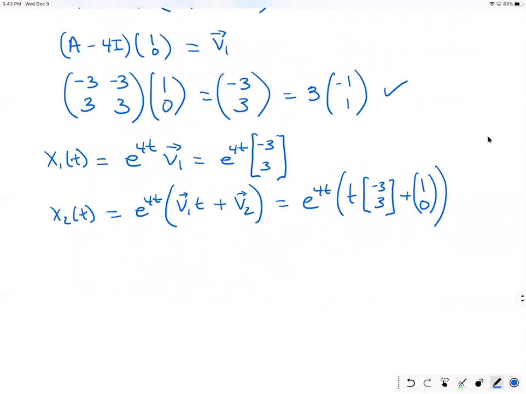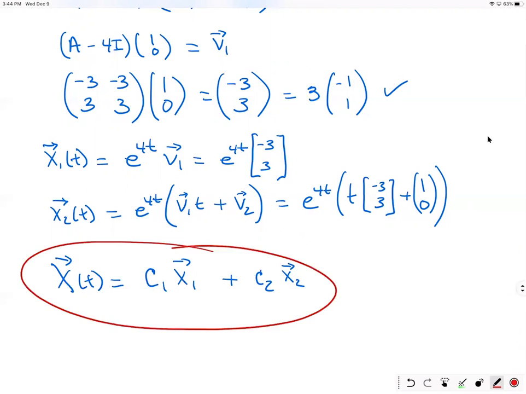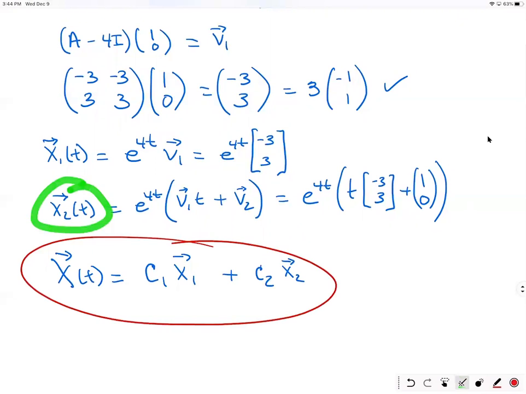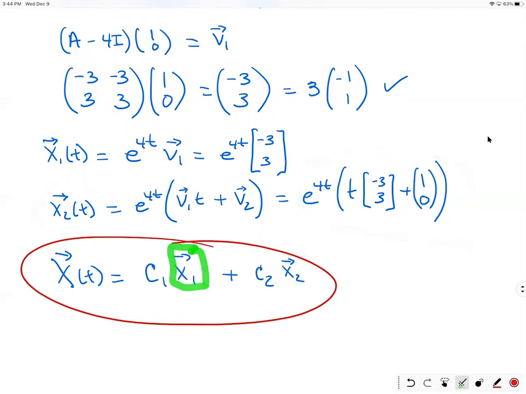So what you do then usually is write this x of t equals c1 times x1. Both of these are vectors. I forgot to put the vectors up there. Plus c2 times x2. And that's how you usually write the solution. Now some people actually write this whole thing out. But as the problems get bigger, they get bigger and bigger and bigger.